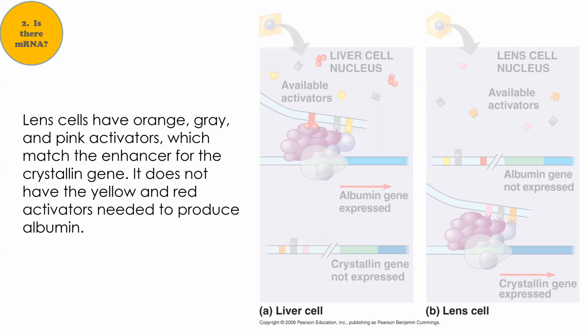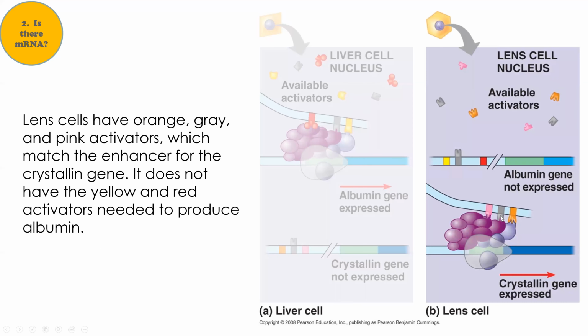Okay, so we're going to make only albumin in our liver cells. Let's now look at the lens cell. So again, these guys are going to have our pink, gray, and orange enhancer sequences that are going to match our pink, gray, and orange activators. So the pool of available activators. Notice we do not have red or yellow activators in this case, which means that we can't recognize these elements in our enhancer for the albumin gene, only the gray one, okay?